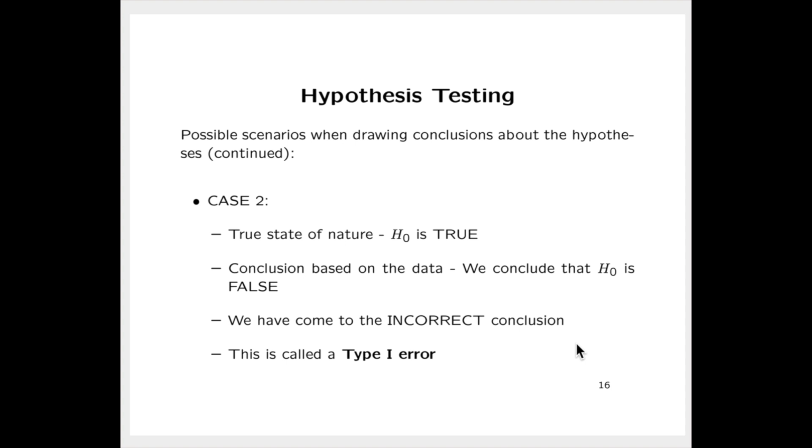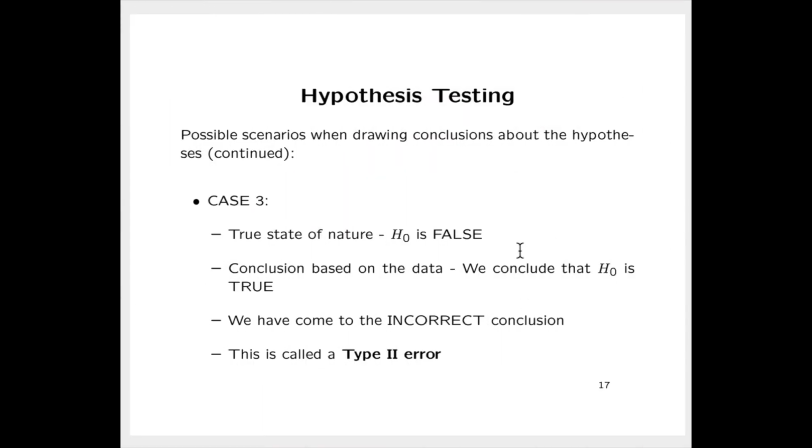Case 2. In case 2, the true state of nature is that the null hypothesis is true, but because of the data we get from the population, our conclusion is that the null hypothesis is false. So if the null hypothesis is in fact true, but we conclude based on the data that it's false, then obviously we have come to the incorrect conclusion. Now, statisticians, being the very creative people that we are, came up with a very descriptive name for this kind of inferential error. It's called a type 1 error.